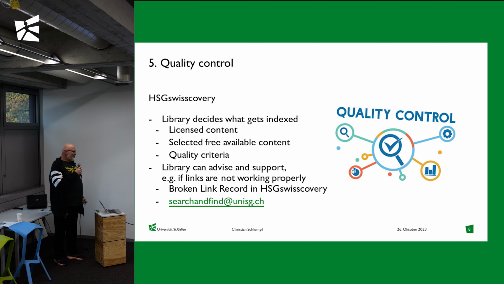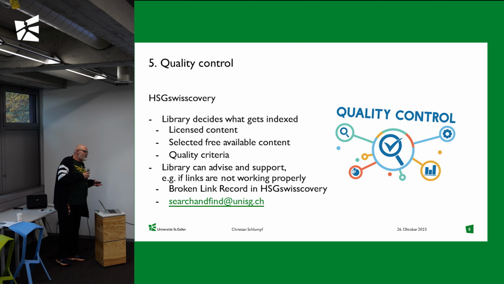Quality control, that's also an important one. HSG Swisscovery, it's the library who is deciding what is shown and what gets indexed. So basically for electronic documents, of course, we vet licensed content and we select certain publishers that we make available. There is freely available content tailored to the needs of our institution, and there is a list of quality criteria that we are following.